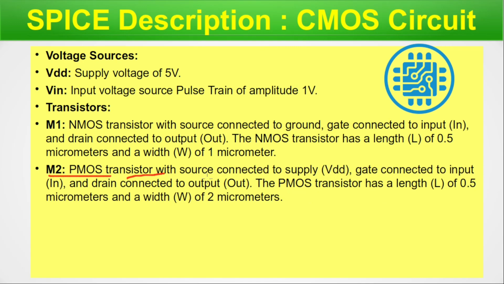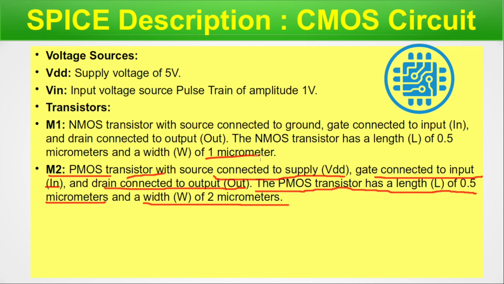Next is the M2. M2 is the PMOS transistor with source connected to the supply and the gate connected to the input, that is in, and the drain is connected to the output out. The PMOS transistor has a length L of 0.5 micrometers and the width of 2 micrometers. So here you can see it is 1 and it is 2.